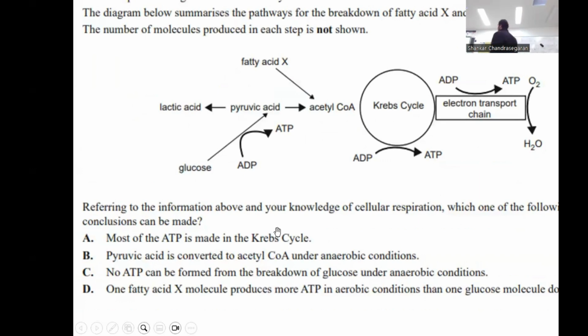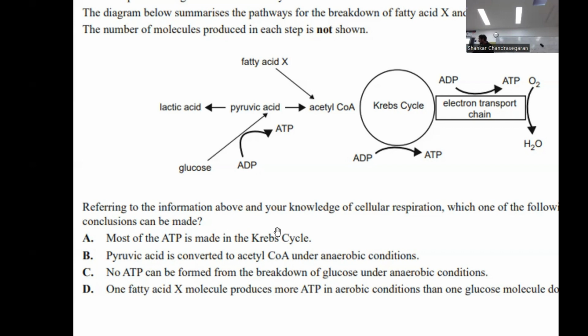Most of the ATP is made in the Krebs cycle. Is that accurate in any stage of cellular respiration? Does it make sense? Eliminate that answer. Second one, pyruvic acid is converted to acetyl-CoA under anaerobic conditions. Is that accurate? The whole point is that under anaerobic respiration, it will be made into either lactic acid or ethanol, depending on the type of cell. It will not be made into acetyl-CoA, so B is out as well. C, no ATP can be formed from the breakdown of glucose under anaerobic conditions. Is that accurate? No. 2 ATP is made in glycolysis, so that is immediately taken out.